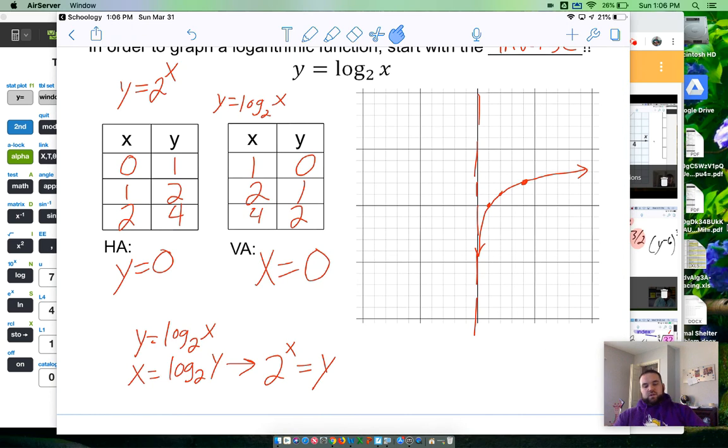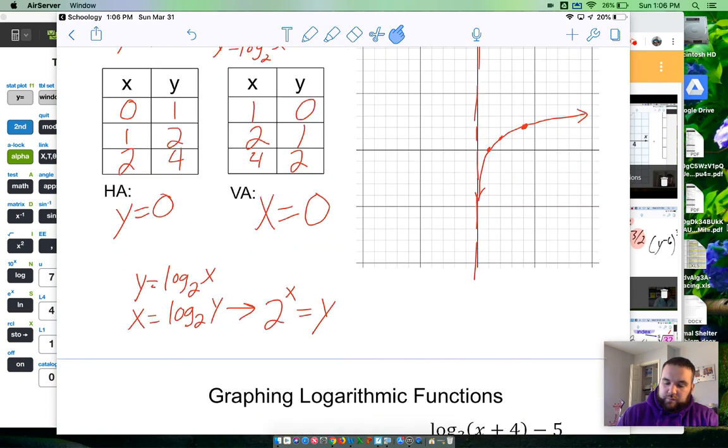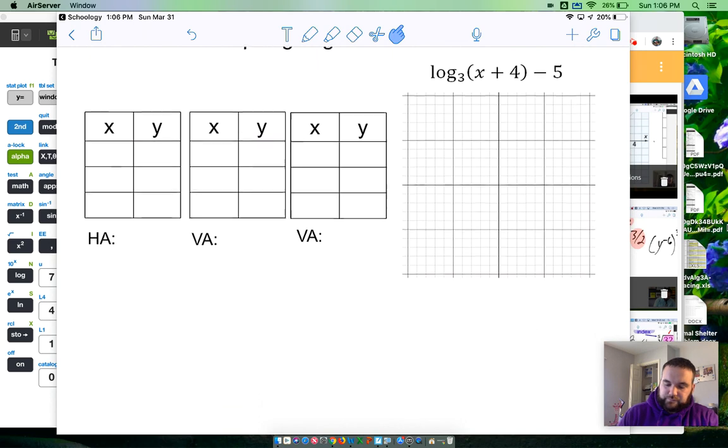Just like how exponential functions started flat and then kind of blew up, here logarithmic functions rise up from this vertical asymptote and then start to slowly climb. So that is the picture of what log base 2 of x looks like.